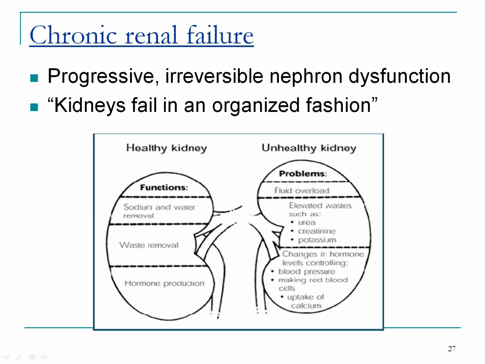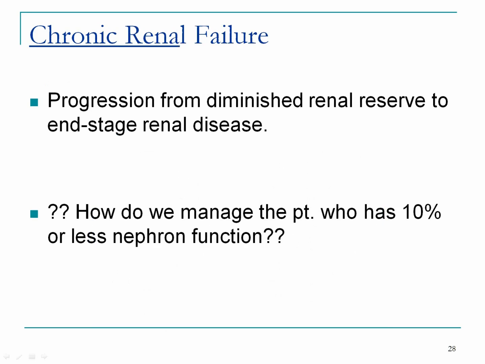Chronic renal failure is progressive, irreversible kidney damage with progression from diminished renal reserve with polyuria to renal insufficiency to end-stage renal disease. Consequences of chronic renal failure include fluid overload, retention of urea, creatinine, potassium, hormone problems, deficiency in erythropoietin, phosphorus retention, and insufficiency of hormonal vitamin D.